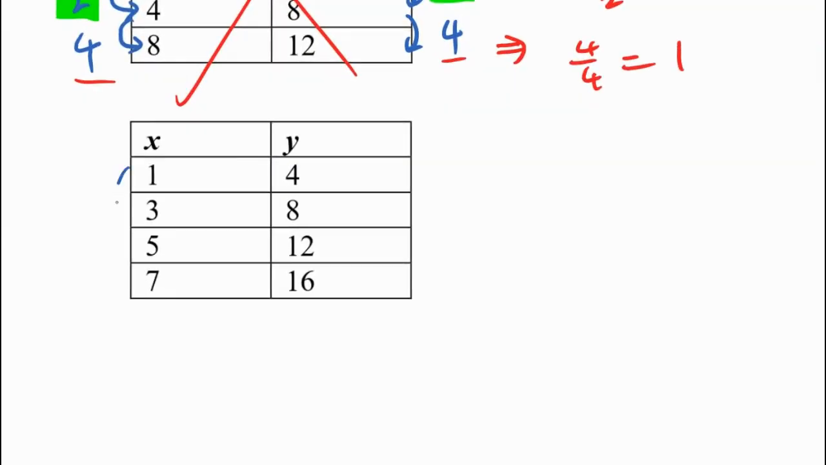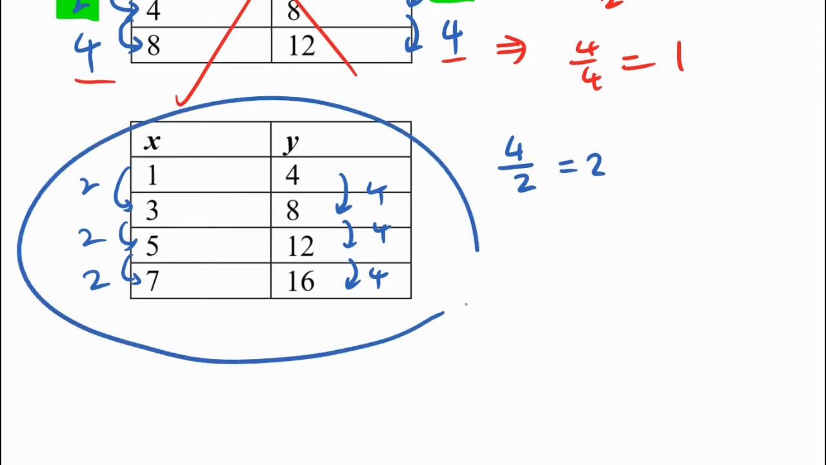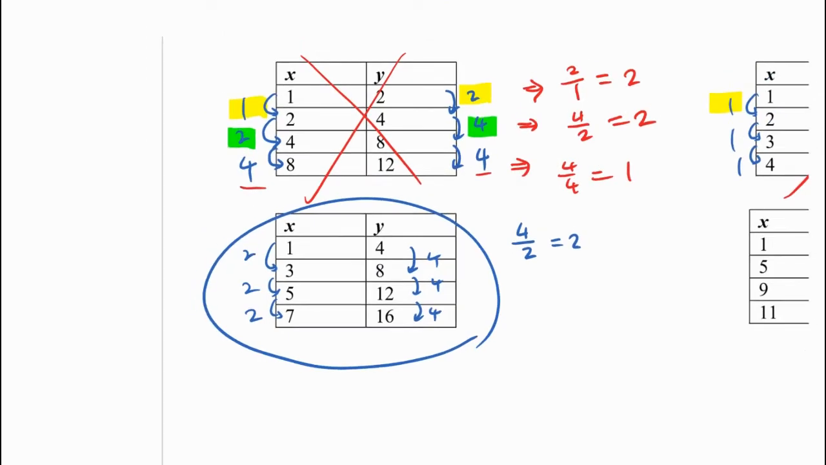Okay, look at this. x is increased by 2, 2, 2, and y is increased by 4, 4, 4. So the rate of change is 4 over 2. Okay? So this is a linear relation because it's the same rate of change, a constant rate of change.